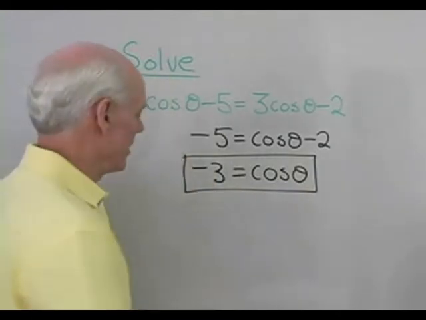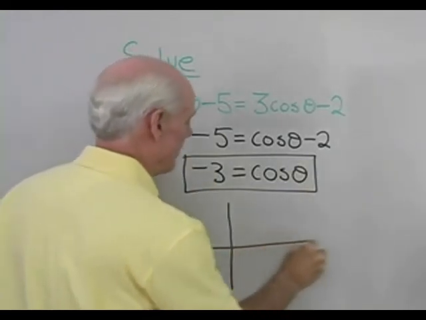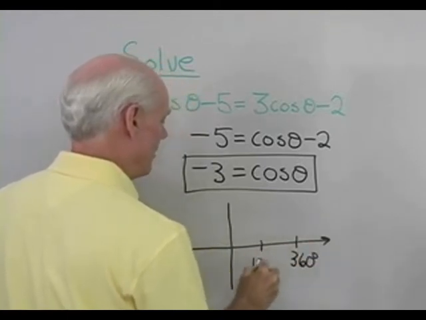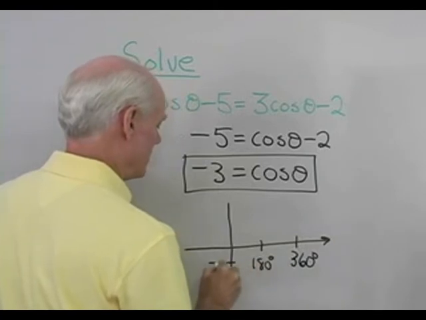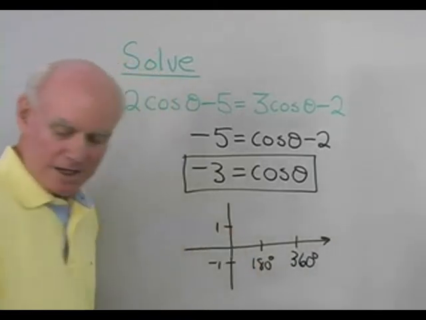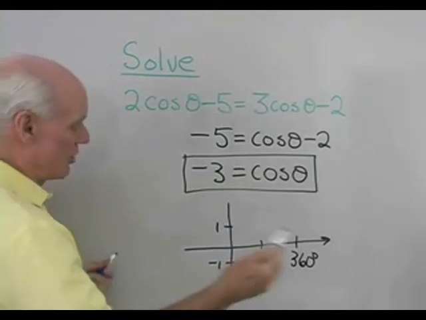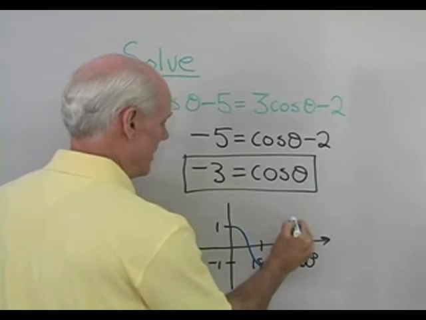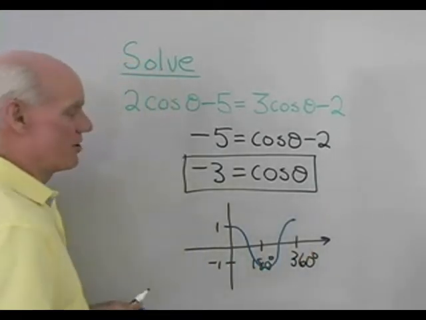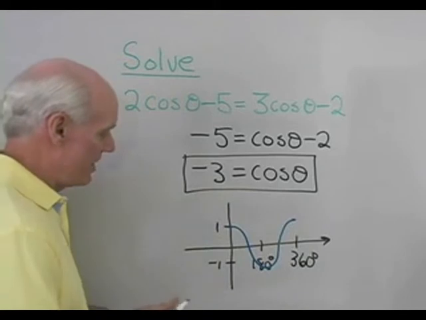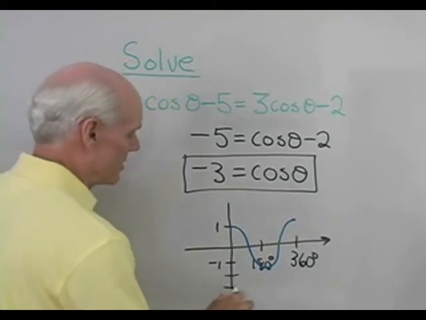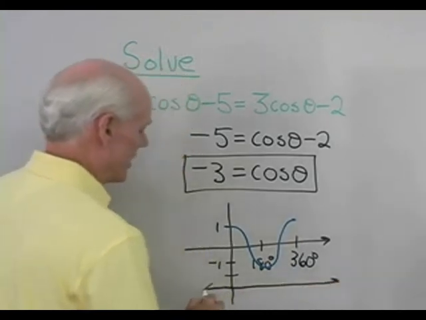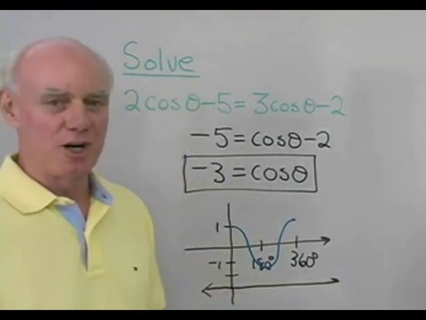What does that mean? Well, let's take a look here. I can draw my graph in. Let's put in 360 degrees and 180 degrees. Here's negative 1, positive 1. And let me graph just a quick little sketch of one period of cosine theta. It's going to look like this. So where is this going to intersect the graph of y equals negative 3? Well, y equals negative 3 is going to be down here. Will it go off the board? No. It will never intersect that graph. So there's no solution to this equation.